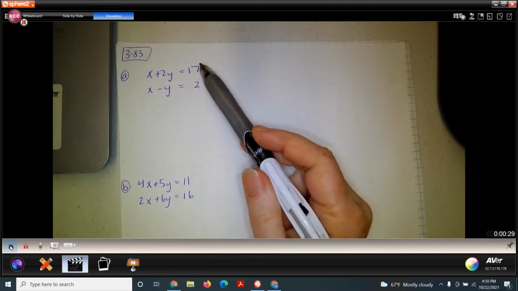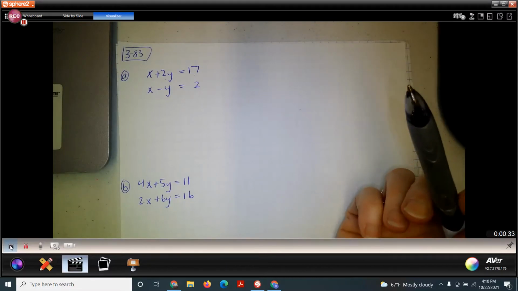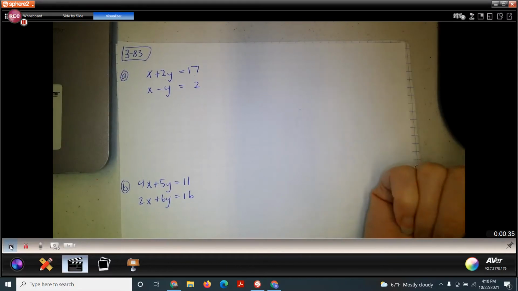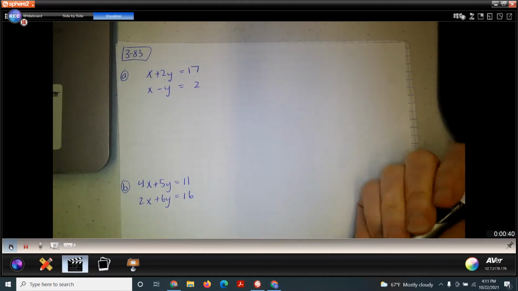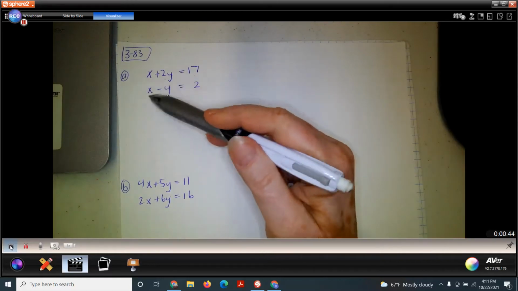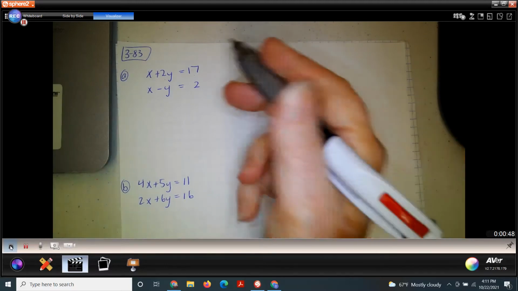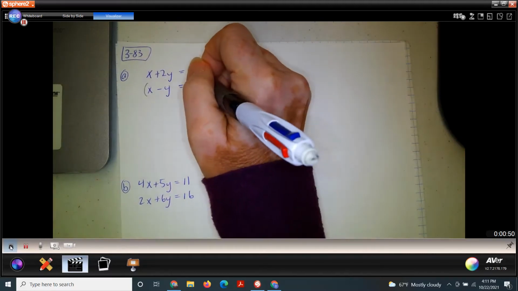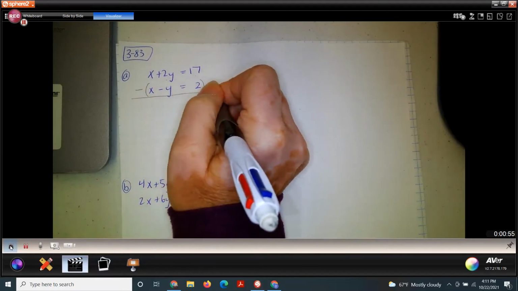So this is a line and that's another line, and they may cross somewhere. And so you guys know how to either use equal values, substitution, or elimination. Those are pretty much your options. This one to me looks good for elimination. So what I'm going to do is subtract the bottom equation from the top equation.